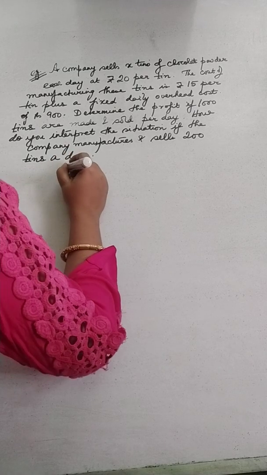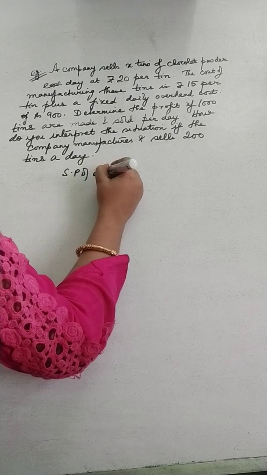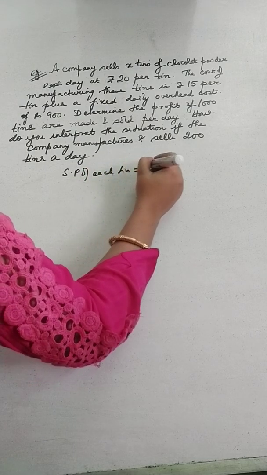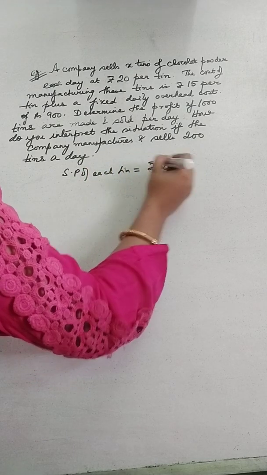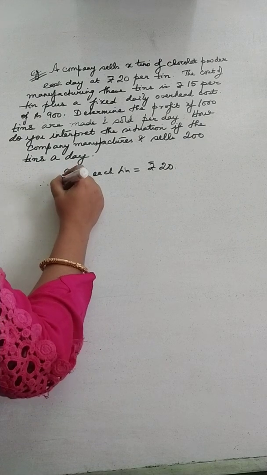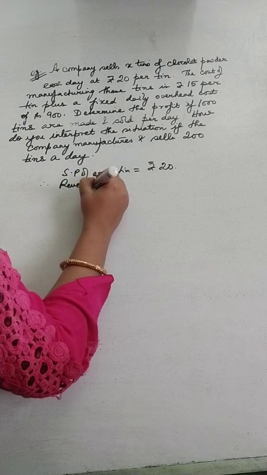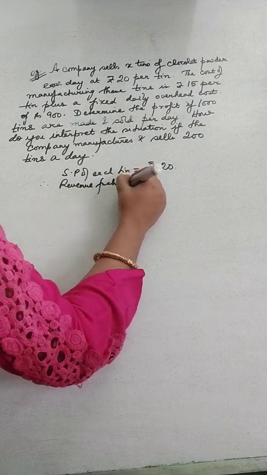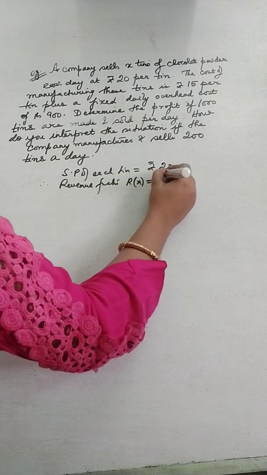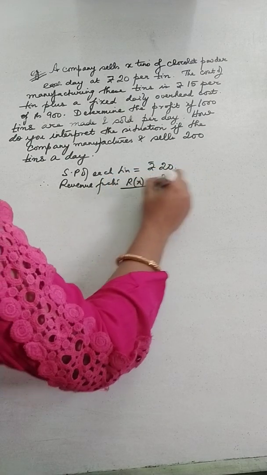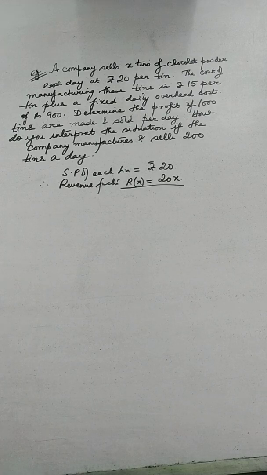It is given that the selling price of each tin is rupees 20. So from here I get the revenue function. Revenue function for x units, that is R(x), is equal to simply 20x. So this is your revenue function.